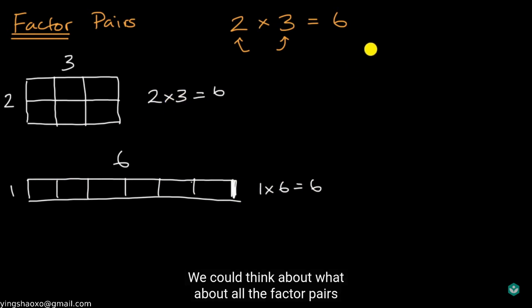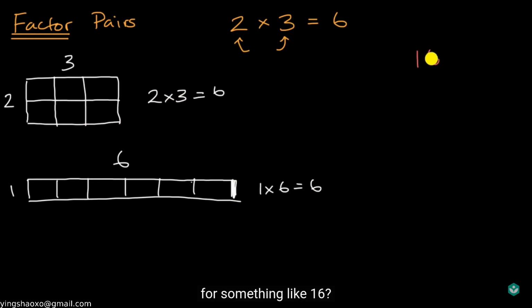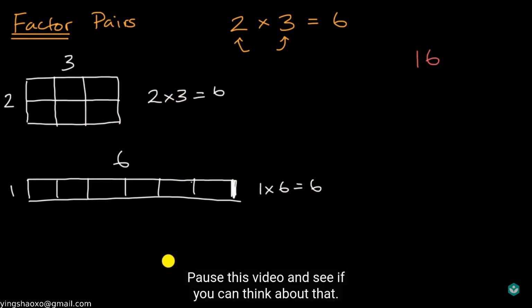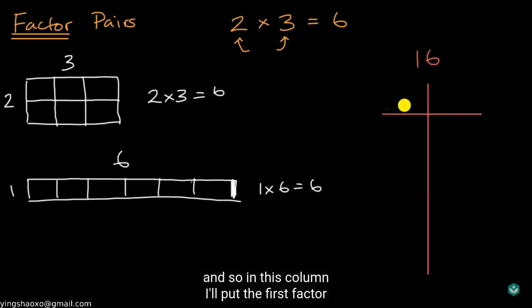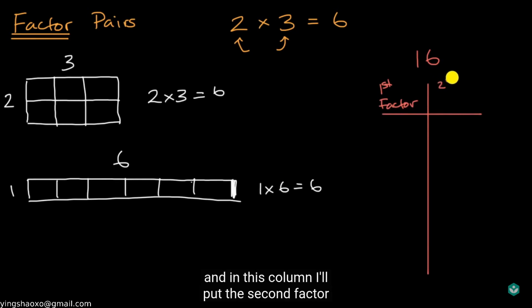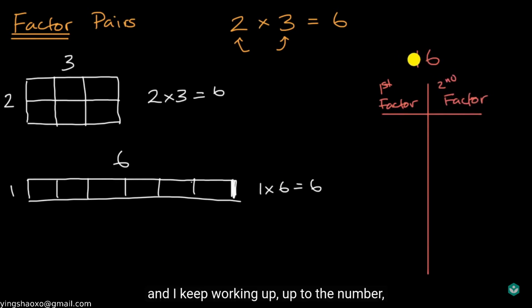We can think about, what about all the factor pairs for something like 16? Pause this video and see if you can think about it. Well, I'll set up a little table here to think about that. In this column, I'll put the first factor, and in this column, I'll put the second factor. And the way I like to do it is I start at 1, and I keep working up to the number to try to figure out all of the factors. So let's start with 1.